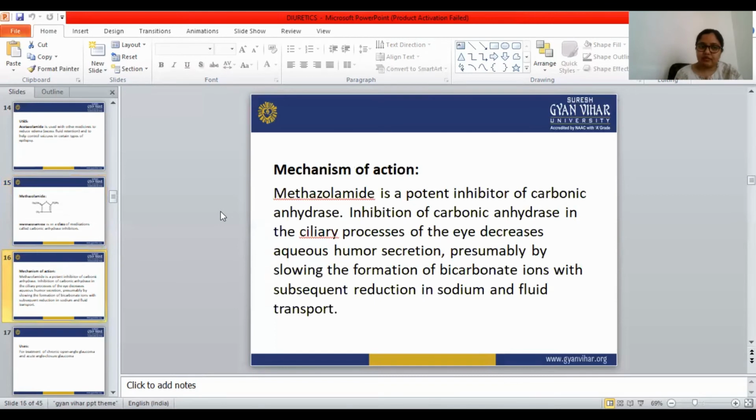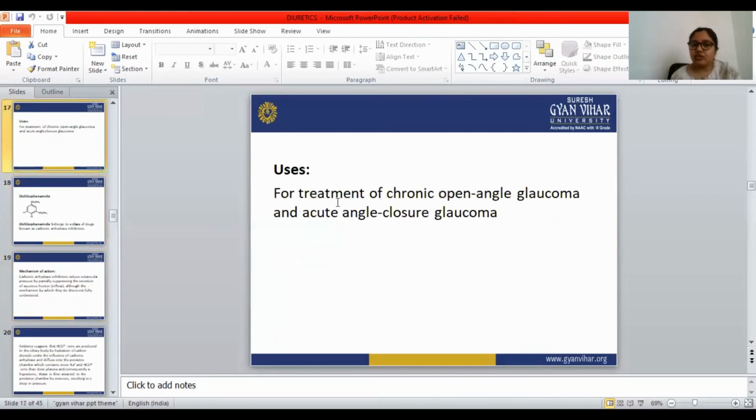This is the mechanism of action, and let's see the uses of this drug. Methazolamide is used in the treatment of chronic open angle glaucoma and acute angle closure glaucoma. So this drug is used in the treatment of glaucoma.